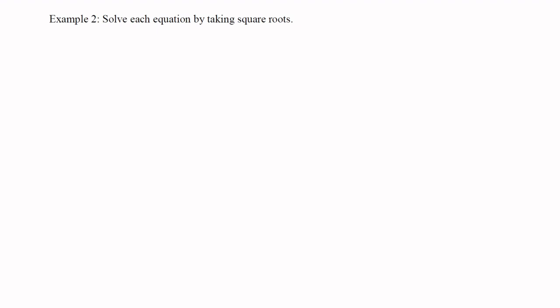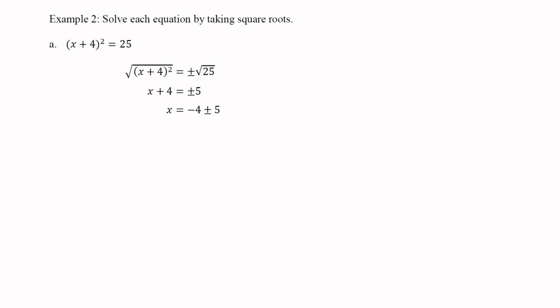So let's solve each equation by taking square roots. So this one, we already have our quantity squared by itself, so we can go ahead and take the square root of each side, and that's going to give us plus or minus the square root of 25 on the right side, which we can write as plus or minus 5. Taking the square root of the square on the left side leaves us with x plus 4, and then we subtract 4 from each side.